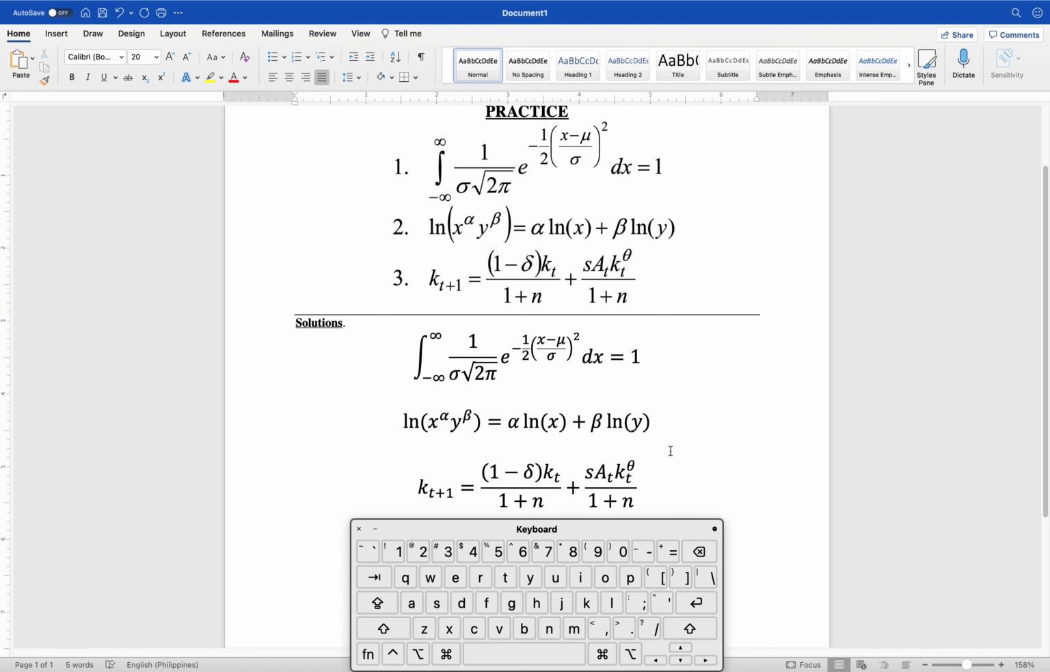You can always go back and watch this video again so that you can see how these equations are done on the Microsoft Editor.